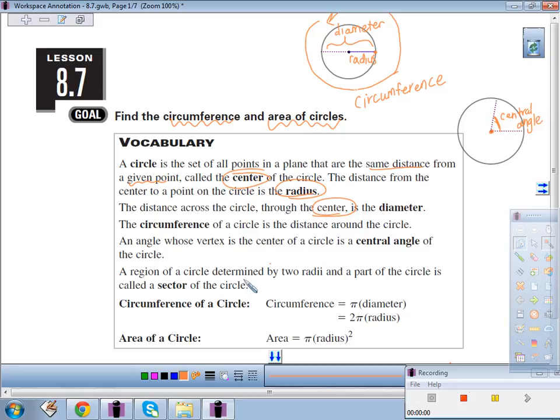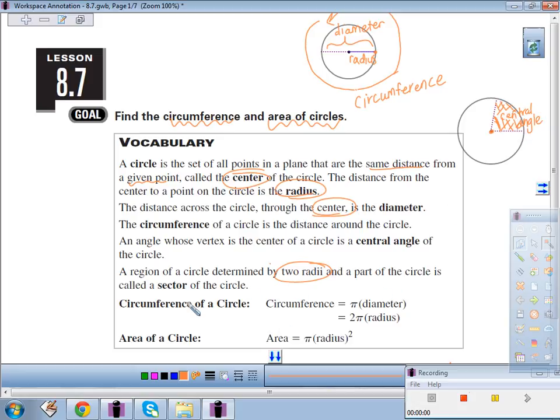A region of the circle determined by 2 radii, and part of the circle is called the sector. So this central angle that was formed by 2 radii forms the part of the circle that's called the sector. So if I want to get this part of the circle, it would be called the sector of the circle.